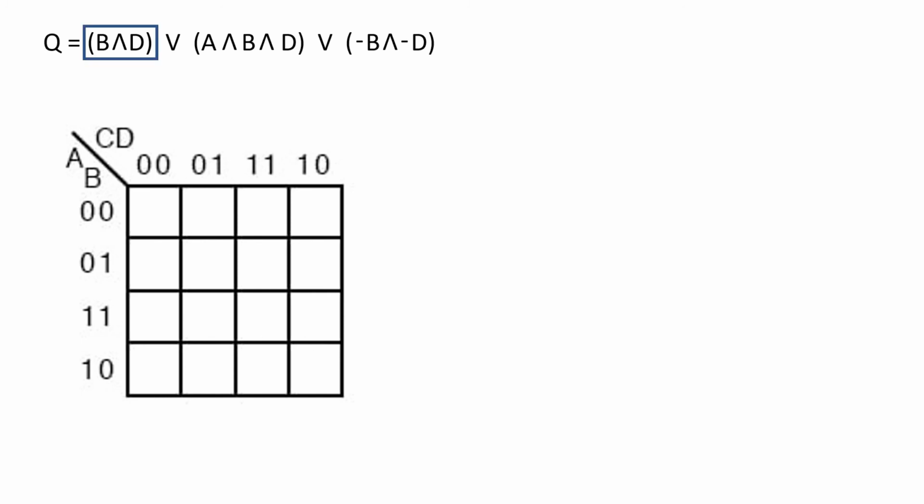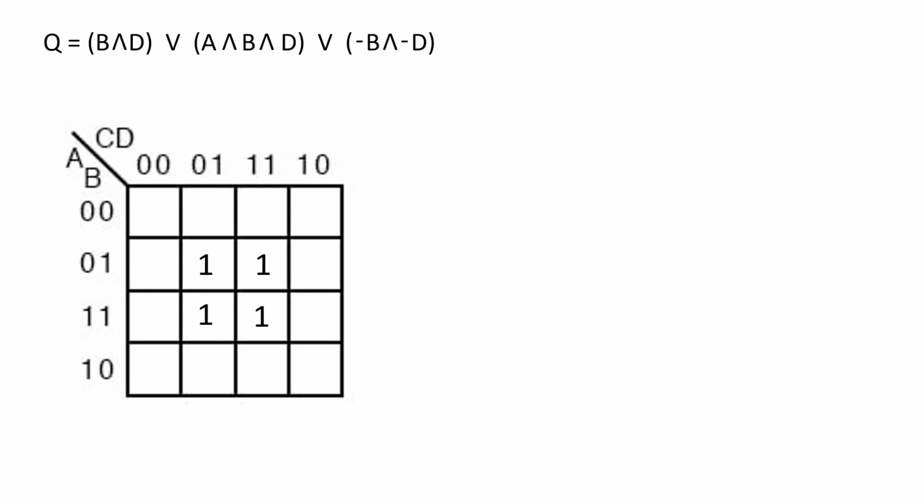Now, if we're trying to figure out B and D, we need to look at where B is 1 and D is 1. B is 1 and D is 1 are the four centre squares. Doesn't matter what C is doing, doesn't matter what A is doing, we just want where B is 1 and D is 1.